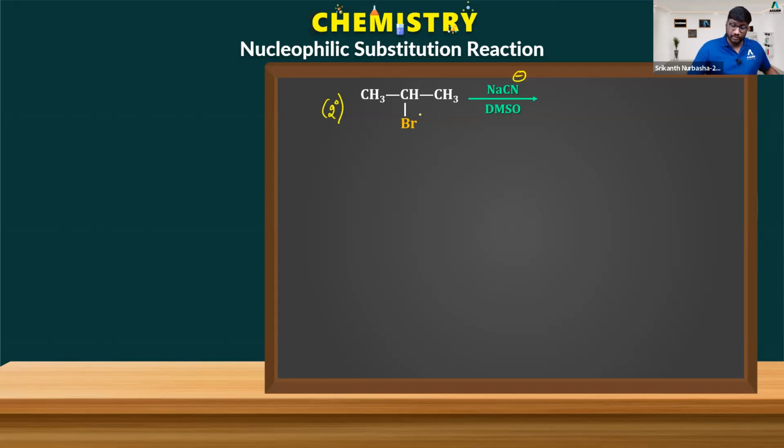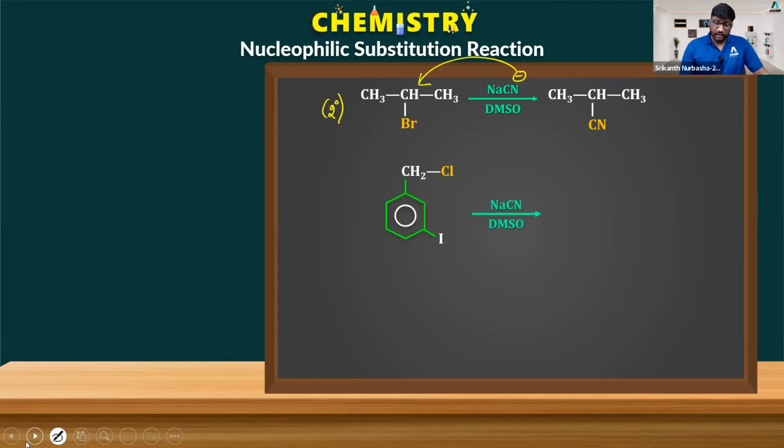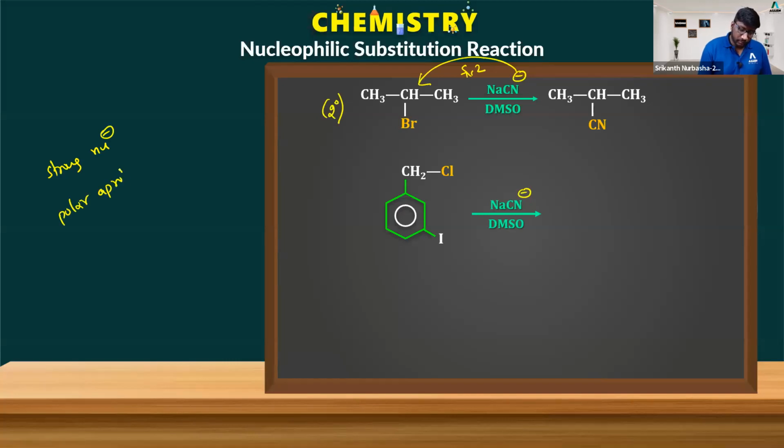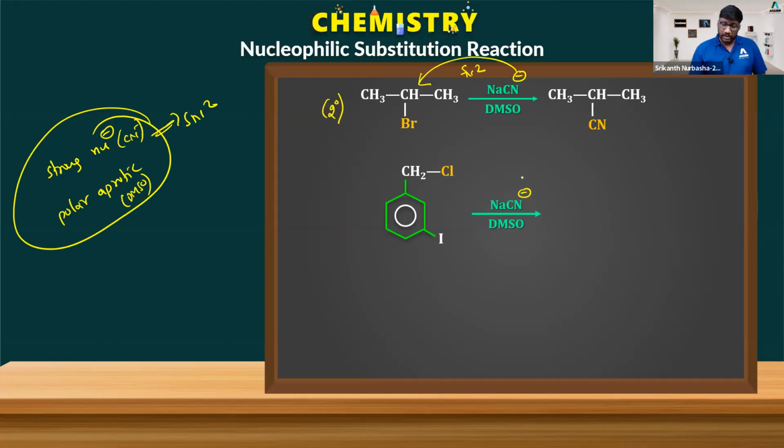SN2 occurs or SN1 occurs? SN2. SN2 occurs. Cyanide is now going to be substituted at this particular carbon. That's it. Even though you do SN1, the same product is obtained. Here, what type of alkyl halide? Benzylic. Yes or no? Benzylic alkyl halide. It can undergo SN2 or SN1. Here SN2 happens first. Here strong nucleophile, polar aprotic. So SN2. Cyanide is a strong nucleophile. DMSO is polar aprotic. So here also SN2.